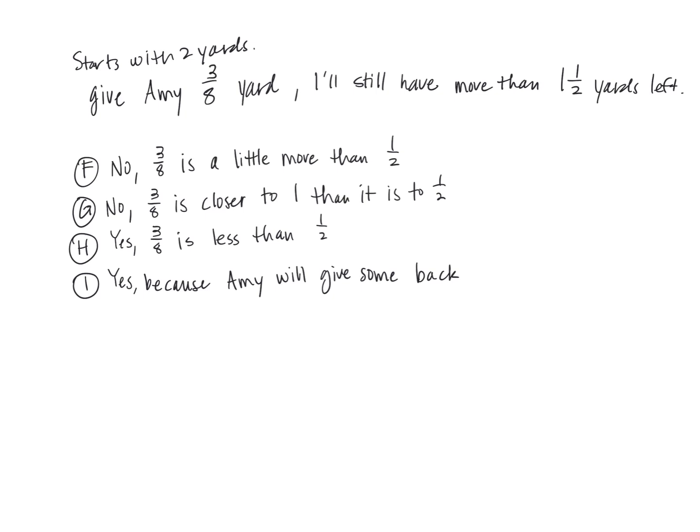Okay, for this one, the first thing you want to do is read over your answer choices. The last one, choice I, says yes because Amy will give some back. It doesn't say anything about that, so you want to cross that one off right away.